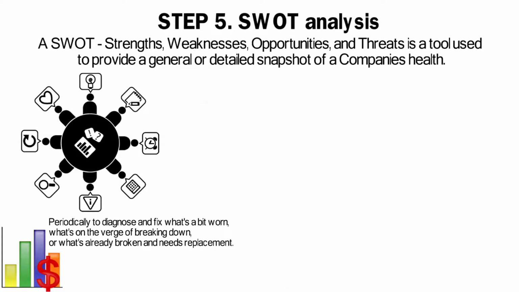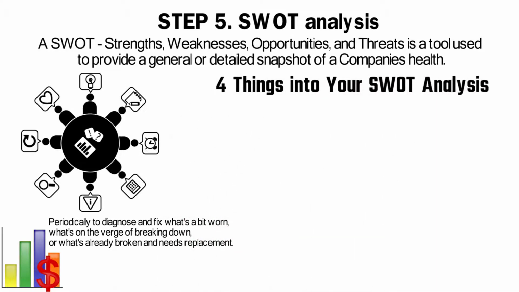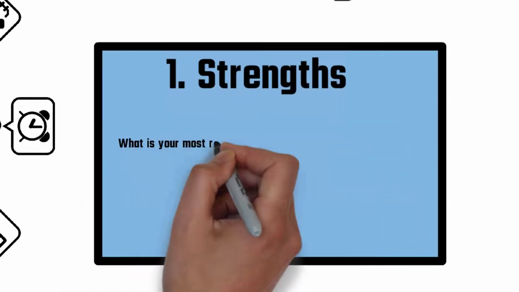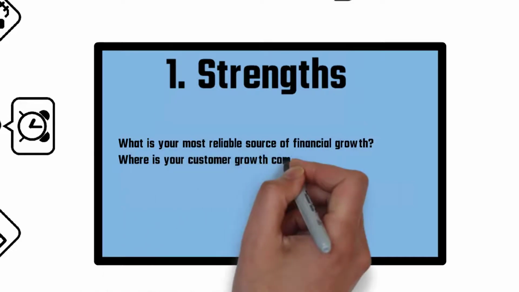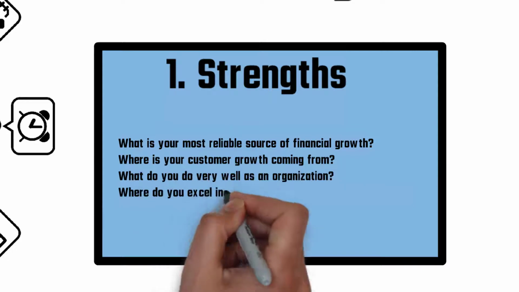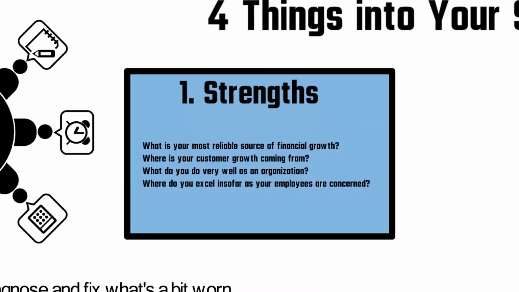You need to add 4 things into your SWOT analysis. 1. Strengths. What is your most reliable source of financial growth? Where is your customer growth coming from? What do you do very well as an organization? Where do you excel insofar as your employees are concerned?